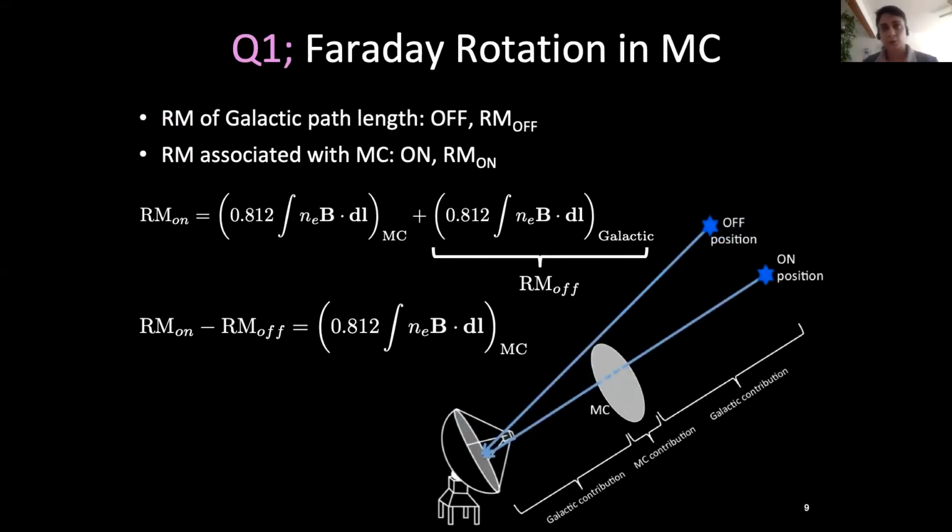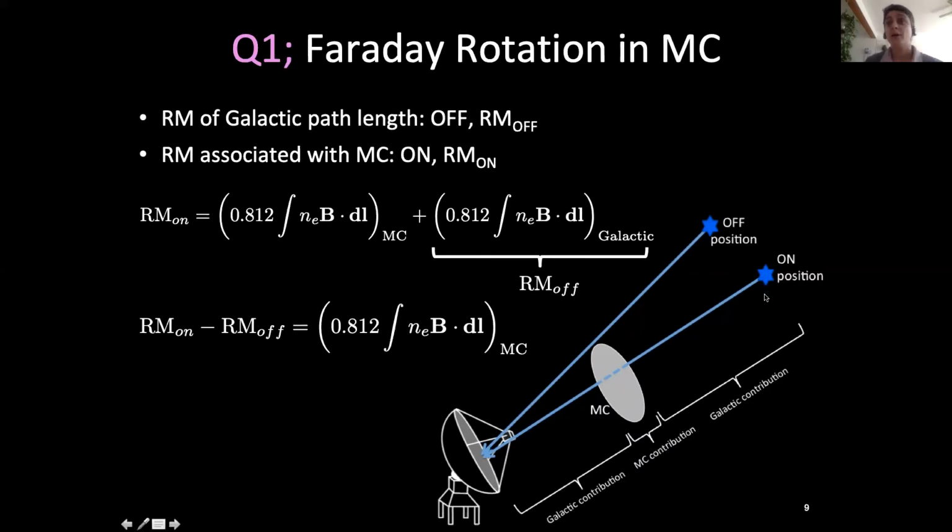So to answer the first question, we divided the integral into two parts: the contribution from the molecular cloud, and then the contribution from everything else along the line of sight, or the galactic contribution. The galactic contribution can be estimated by RM data points that have a position that fall near the molecular cloud, but are far enough away from it that they are not affiliated with the molecular cloud. I call these positions off positions, and the rotation measure is the rotation measure off.